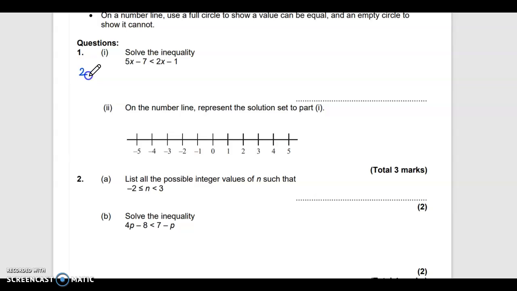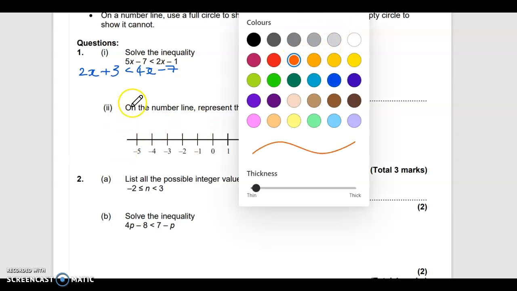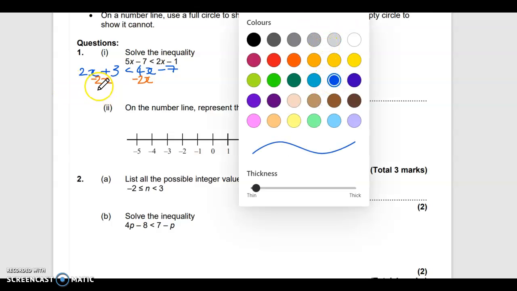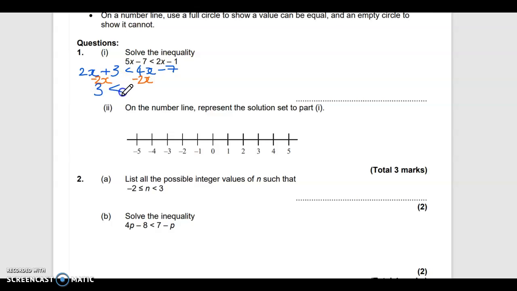So let's say I had 2x plus 3 is less than 4x minus 7. Okay, so let's use our inverses to get everything on one side. I move the smallest number of x's to the other side, so I'm going to take away 2x from both sides. So I end up with 3 on its own is less than, and I'll end up with 2x minus 7.